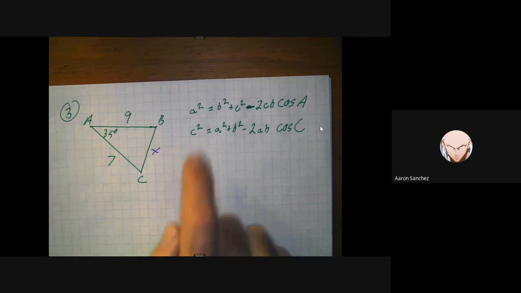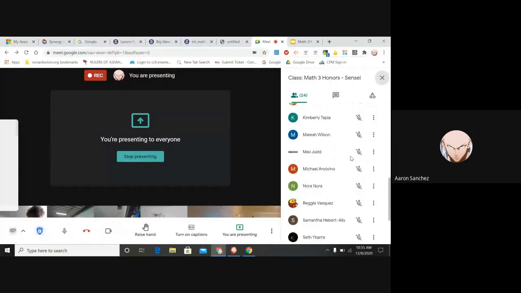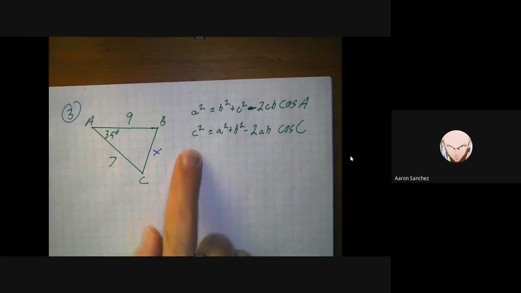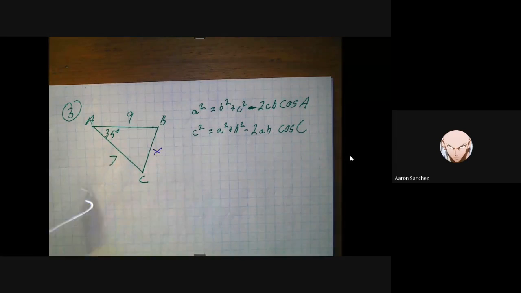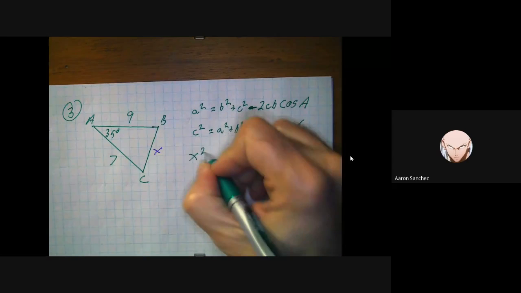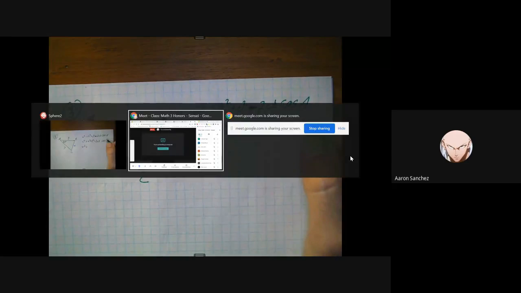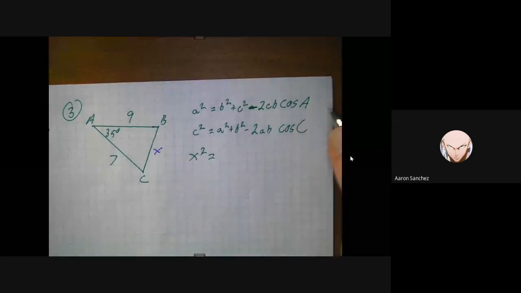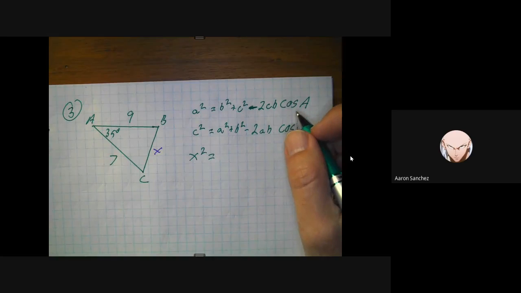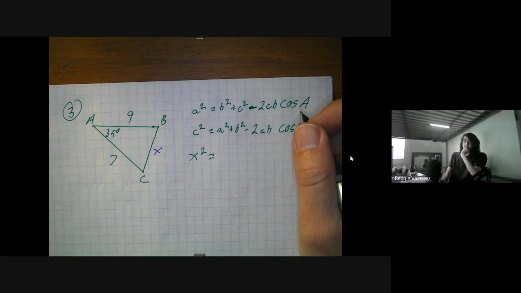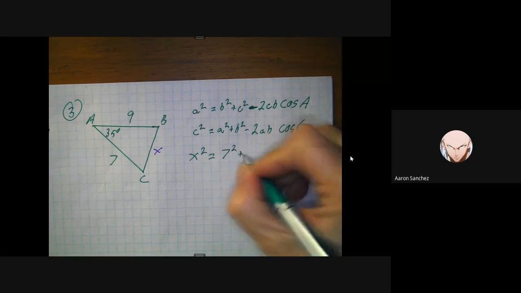But anyway, what is my C going to be? Don't just ignore the letters for a second. Nora, which one should my C be? X, because it's opposite the angle. That's the main thing I want to see: opposite the angle, so everything's equal to that. So we're going to say x squared equals, what should my A be? Reggie, what should my A be? I'm not sure. 9 or 7? You're on the spot, Reggie. If you get it wrong, you're in big trouble. Which one is it going to be? Got to pick one. 9 or 7? 7. Yes! Very good.